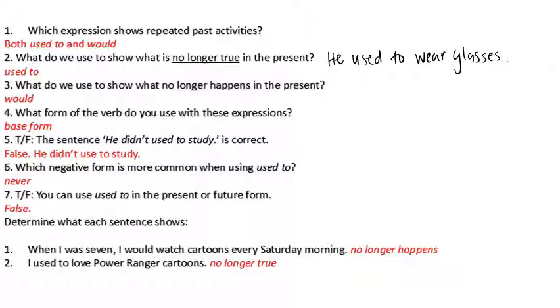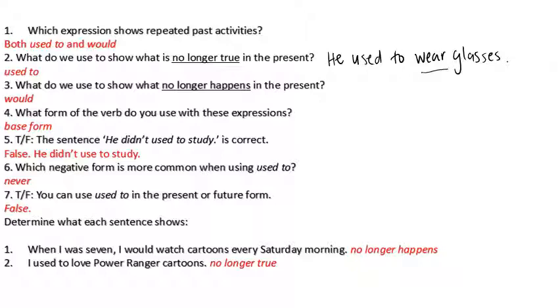When we're looking at the verb form, we see here that it is simply the base form of the verb. If I wanted to use this in a negative statement, I wouldn't say used to. I would simply omit the D. So as you can see here, he didn't use to study, and that would make it correct. Which negative form is more common when being used to? Well, I would use the word never usually.